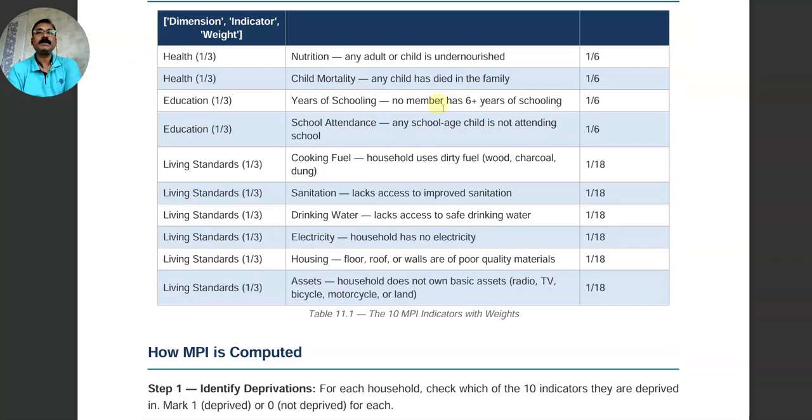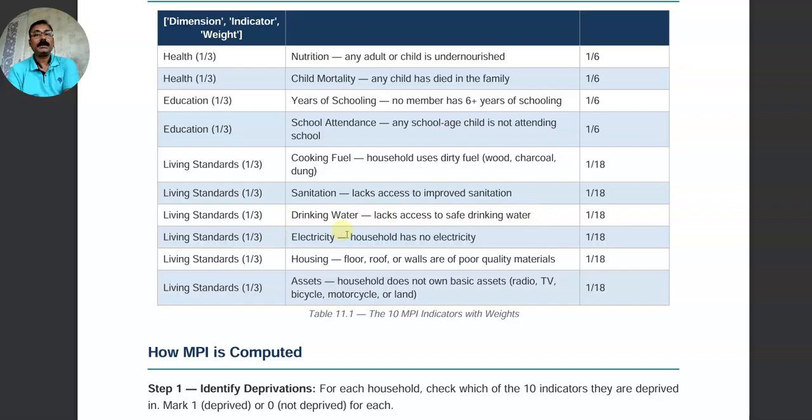Similarly, years of schooling: no member has 6 plus years of schooling. Yes or no? School attendance: any school age child is not attending school. Yes or no? Cooking fuel: the household uses dirty fuel, that is wood, charcoal, or cow dung. Yes or no? Sanitation: does the household lack access to improved sanitation? Yes or no? Drinking water: lacks access to safe drinking water?